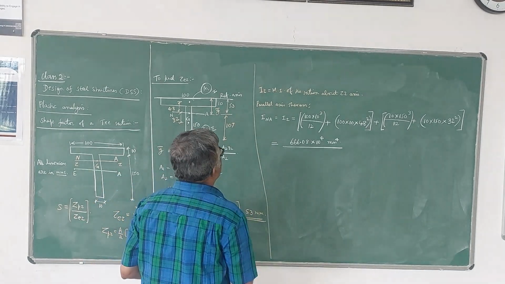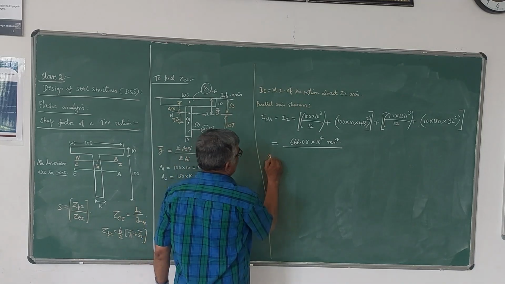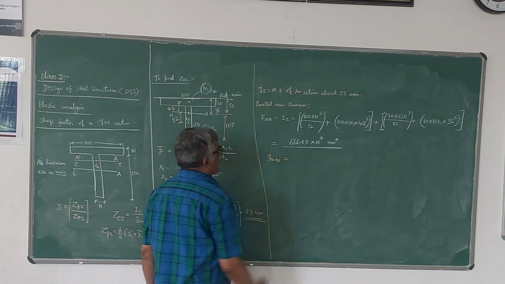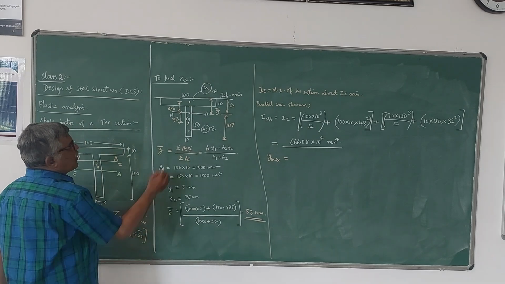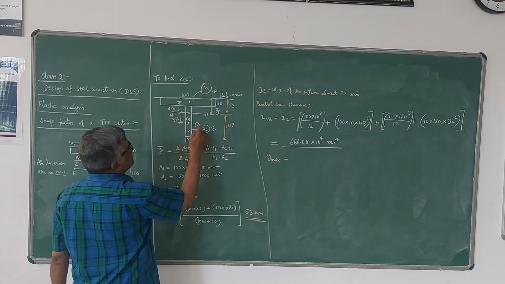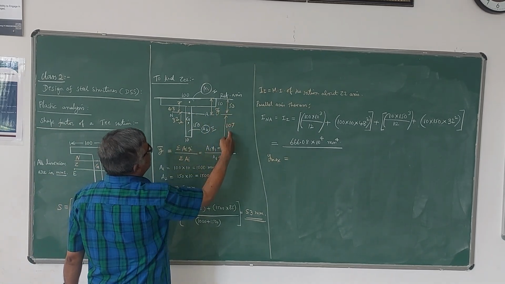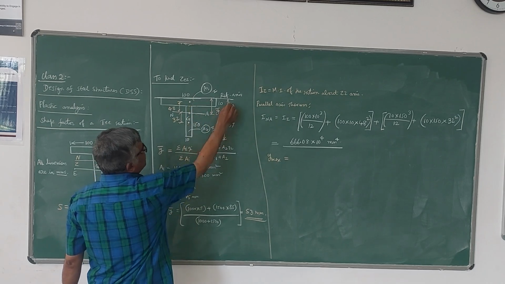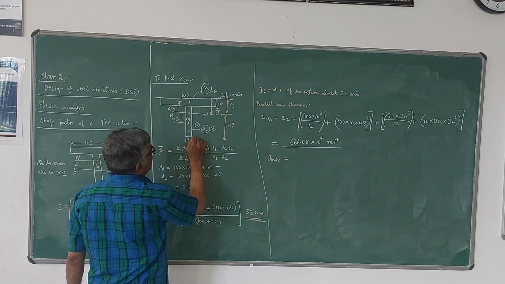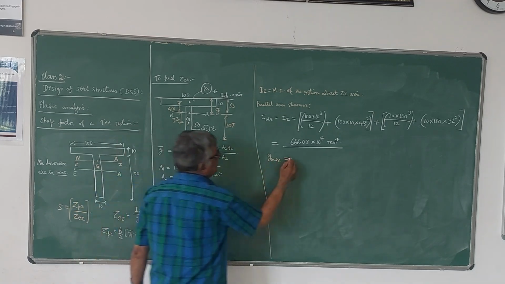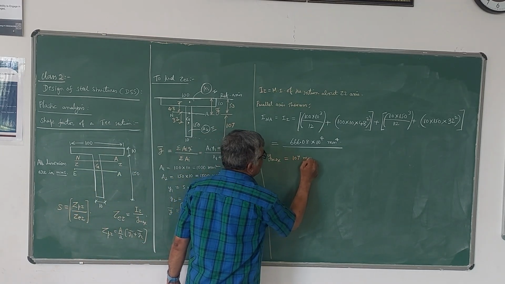Now once you get INA, I need Ymax also. Ymax is the distance of the farthest fiber from the neutral axis. There are two distances. For the upper fiber it is 53, for the lower fiber it is 107. The higher of these two is 107. So Ymax is 107.